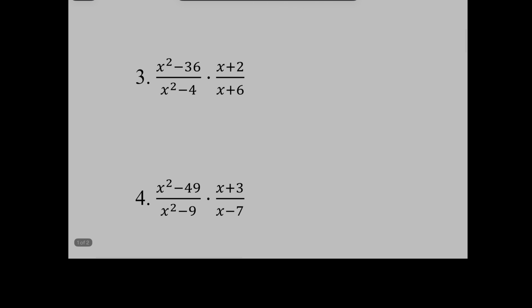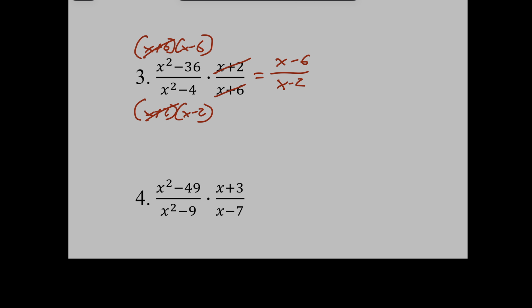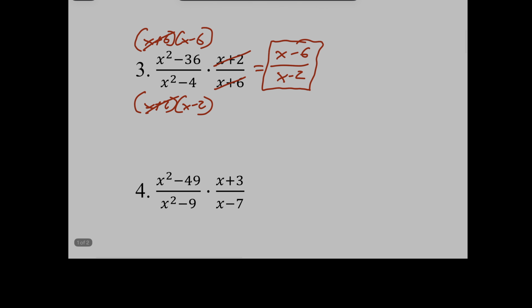Number 3, difference of squares. x plus 6, x minus 6. x plus 2, x minus 2, okay? x plus 2, x plus 2, x plus 6, x plus 6. What's left over after I cancel everybody out? x minus 6 over x minus 2. Can I reduce the 6 and the 2? No, because they're attached to minus signs, and once we do that, we can't cancel them.